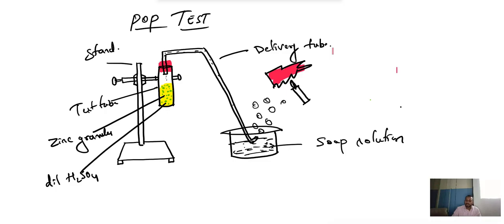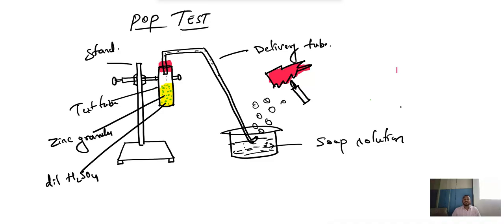Understood? So this burning candle will, what happens? It will get off. समझे बेटा? जो कैंडल जल रही है वो क्या हो जाएगी? बुझ जाएगी with a pop sound. With a pop sound. Any doubts?